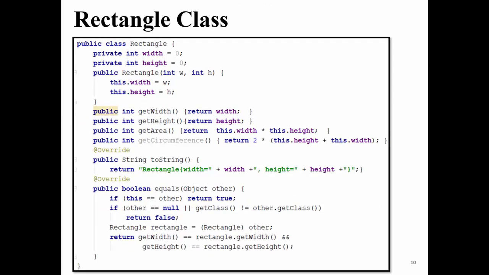Okay, remember, this is the Rectangle class that we discussed last time. It has an integer height and width. We initialize them to 0. We have the constructors, and we get width and height, we get area, and also we have toString to print the string, and we have equals implemented, and as you can see, two rectangles are equal if the width is equal to the width and the height is equal to the height.